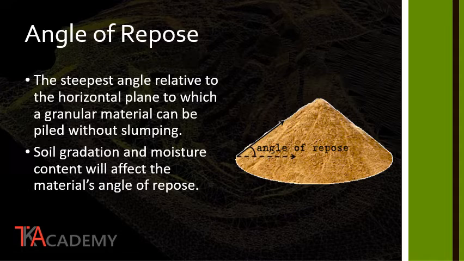The previous discussion about soil gradation has a big impact on the angle of repose. Well-graded soils will have a steeper angle of repose, while poorly graded soils will tend to slip and slide and have a low angle of repose. Moisture content will also have an effect on the soil material's angle of repose.